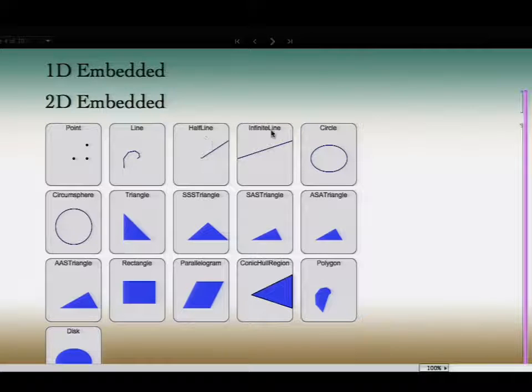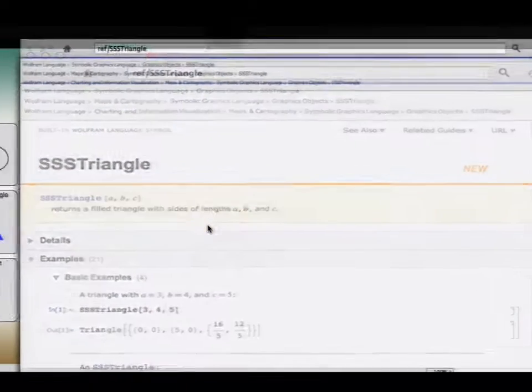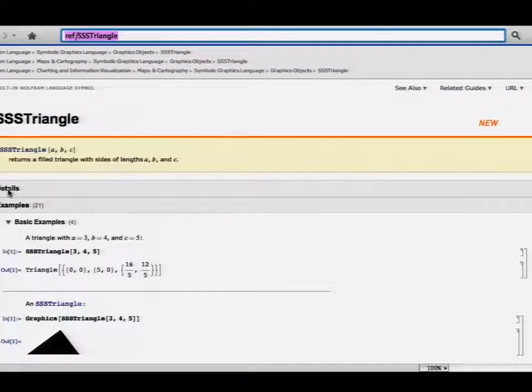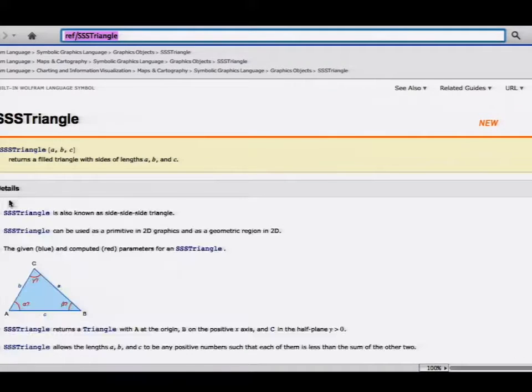2D embedded, so here are some of the new ones. We have these infinite objects now, which also works in graphics. So you can have a half line or ray, an infinite line. Triangle became one because we had all these other special triangles. These are primitives for solving things that you probably encountered in high school, which is where the request came from. In this case, side-side-side triangle: if you know the three sides, what is the triangle?